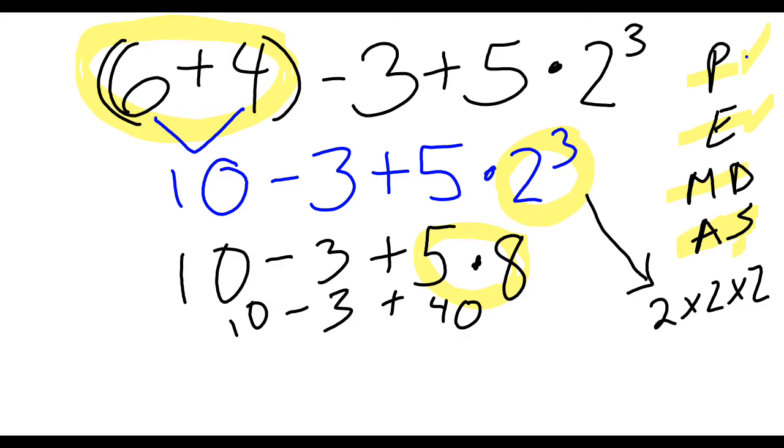So I'm going to start on the left, and the first thing I see is actually a subtraction problem. So I'm going to do that. I'm going to do 10 minus 3 is equal to 7. I bring down my plus sign, I bring down my 40. This is when it finally gets super easy because there's only one thing left to do. 7 plus 40, and that is going to be equal to 47.